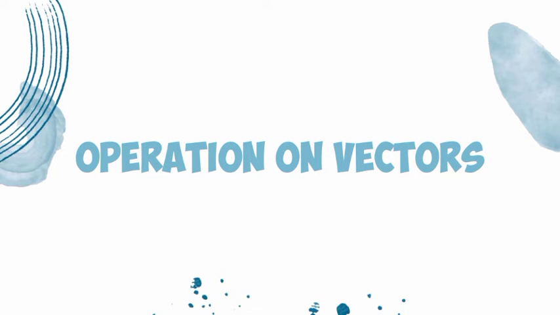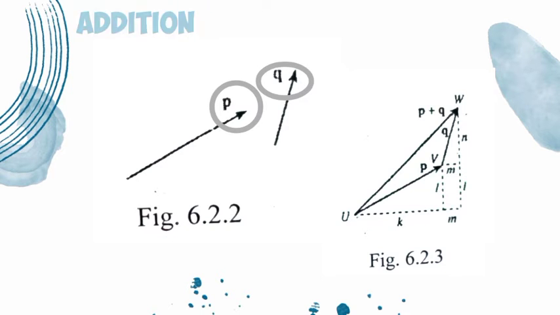Operation on vectors. In figure 6.2.2, P and Q are two vectors. To form their sum, you represent them as a pair of arrows by which you can trace the path of a particular point of the moving sheet. In figure 6.2.3, P is shown by an arrow from U to V, and Q by an arrow from V to W. Then when the translations are combined, the point of the sheet which was originally at U would move first to V and then to W. So the sum P plus Q is represented by an arrow from U to W.